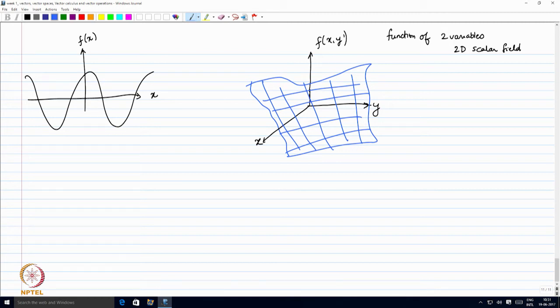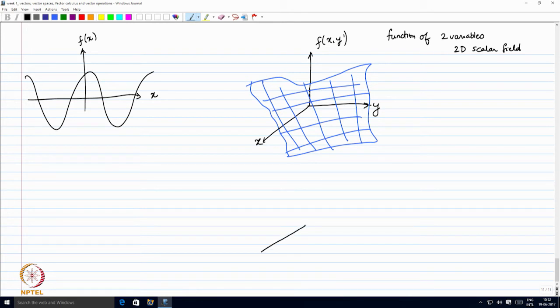Now, what about functions of 3 variables? Okay. Well, that is a little difficult to show. Okay. It is very hard to show that because you need a 4th dimension to show it. Okay. You have 3 variables x, y, z, and for each value of x, y, z you have some value of the function. Okay. Now, what about a vector field? Let us say a vector field of 2 variables.